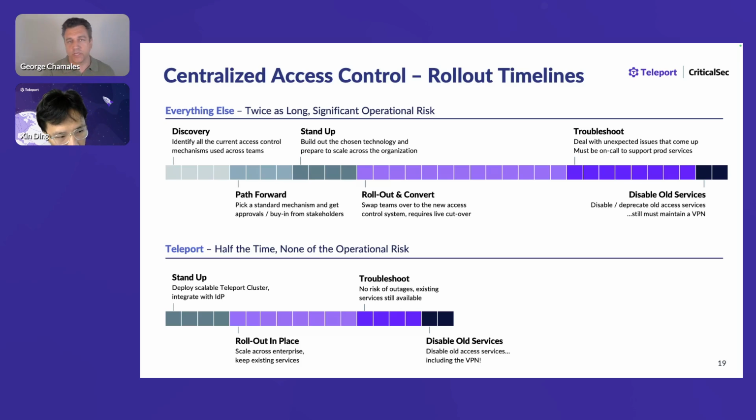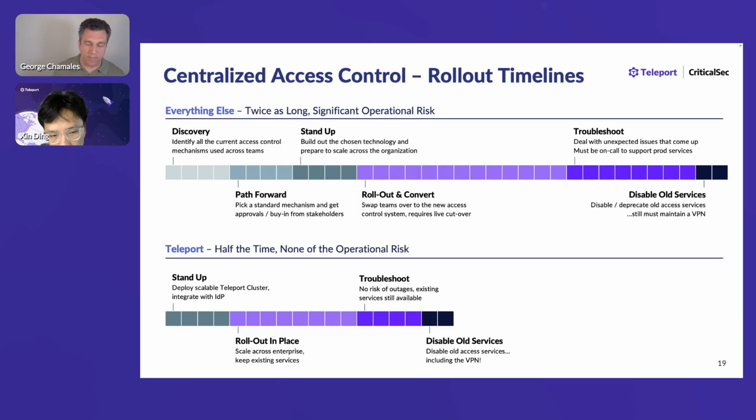You have to go through a discovery process to figure out what's everybody using, what does everybody need. Then you have to decide on one and figure out a path forward and get people aligned on it. You've got to build that up so it's ready to go. You've got to roll out and convert everybody to use this, which introduces all sorts of risk for things to not work, to block engineering, to not meet the requirements. You've got a long tail of troubleshooting before you can get to GA, and then eventually you either disable the old services or you no longer need them.